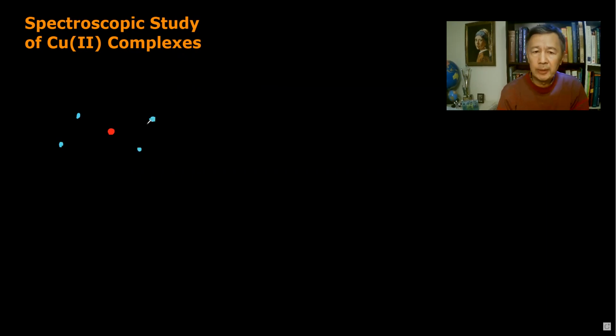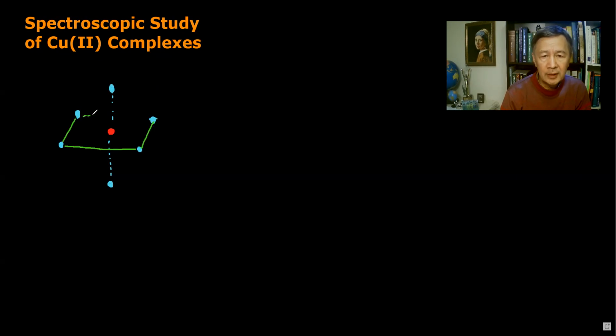This is a 3D diagram. All four surrounding atoms are in the same plane as the metal ion. And then we add another two atoms along the vertical direction. To see the exact shape, let's connect these atoms. So you can see here is a square plane.